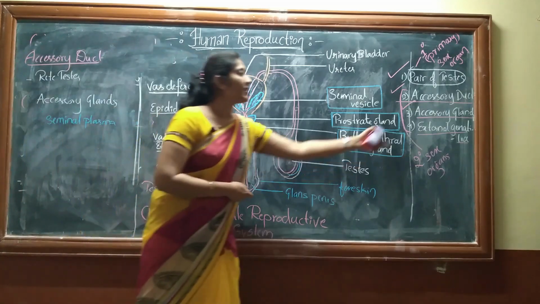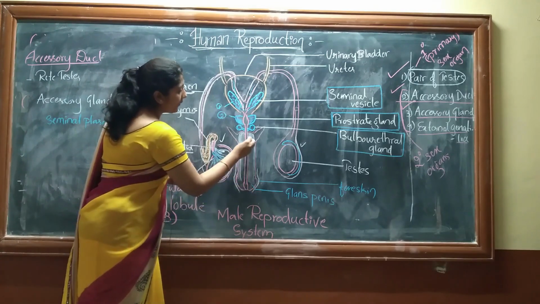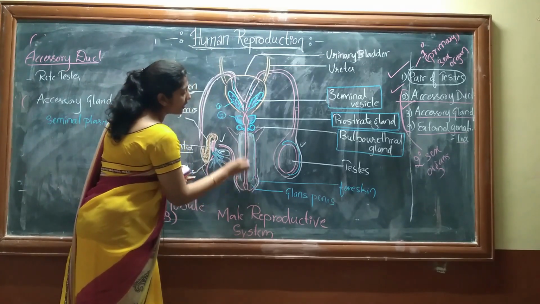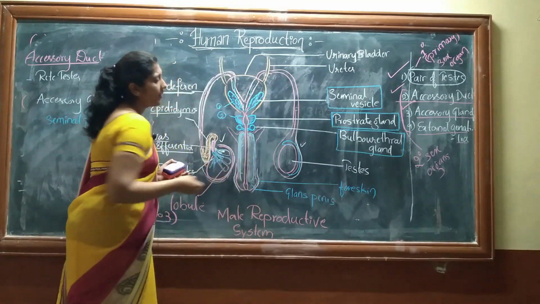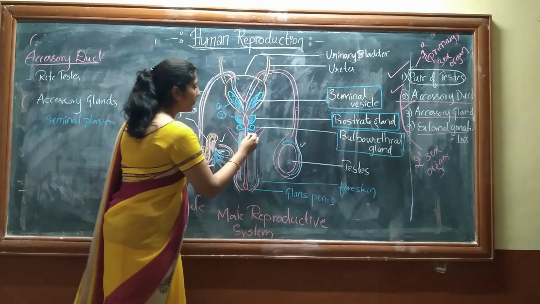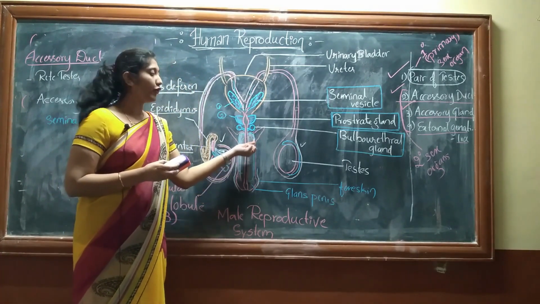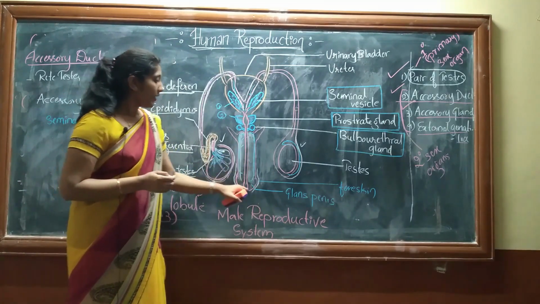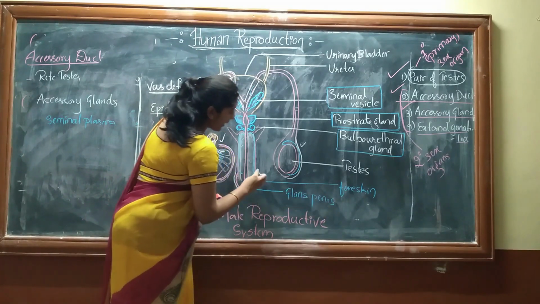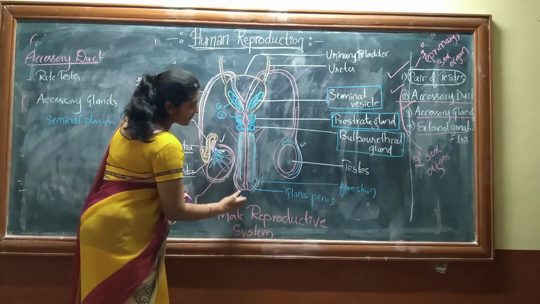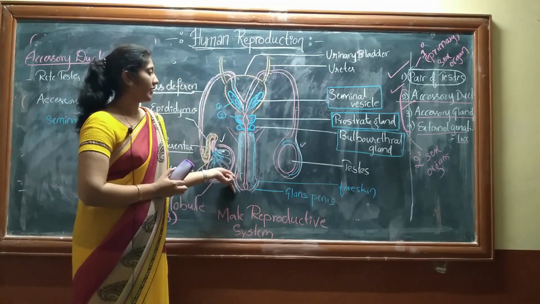And the last is the external genitalia. The external genitalia has a special tissue around it. This is erectile in nature. During sexual intercourse, this tissue is helpful in the erection of the penis, and this tip region is called the glans penis, and it is covered with the foreskin, right? So this is about the external genitalia.